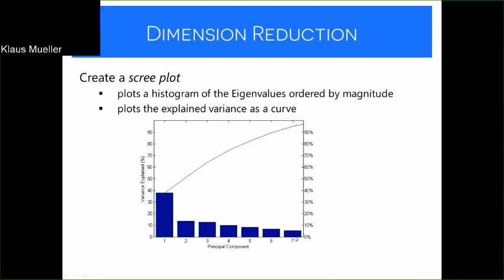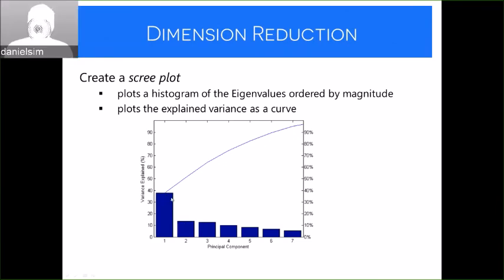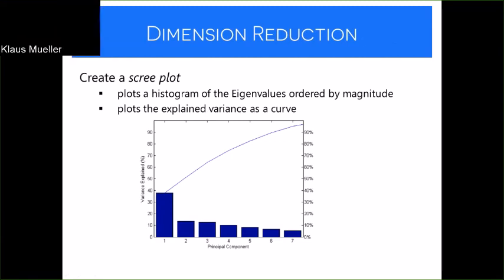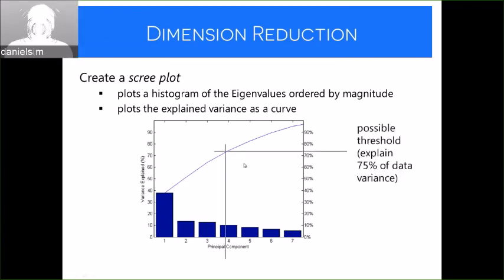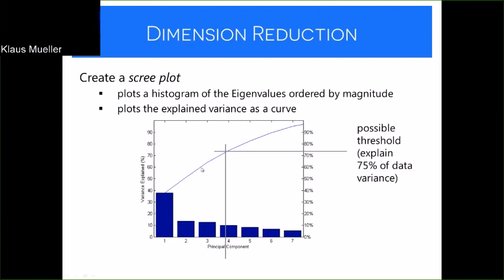Then 10, 8, 7. What I find here is that this one is dominating all the others. It's almost 40%, and this one is 15%. So my main variation is really in the first principal component, and the other ones have some variance too, but this one is really dominating the spread of the data. This is the cumulative variance, so with every vector the growth gets smaller and smaller as I move over.